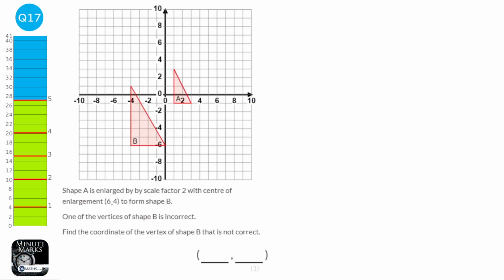In this question, we're told that the centre of enlargement is at 6, 4. So let's just put a cross there. What I'm going to do is draw ray lines from the centre of enlargement, going through each of the corners of our shape A, and check whether it goes through the corner of shape B, which it does on this one. Let's keep going. Yeah, it does on this one.